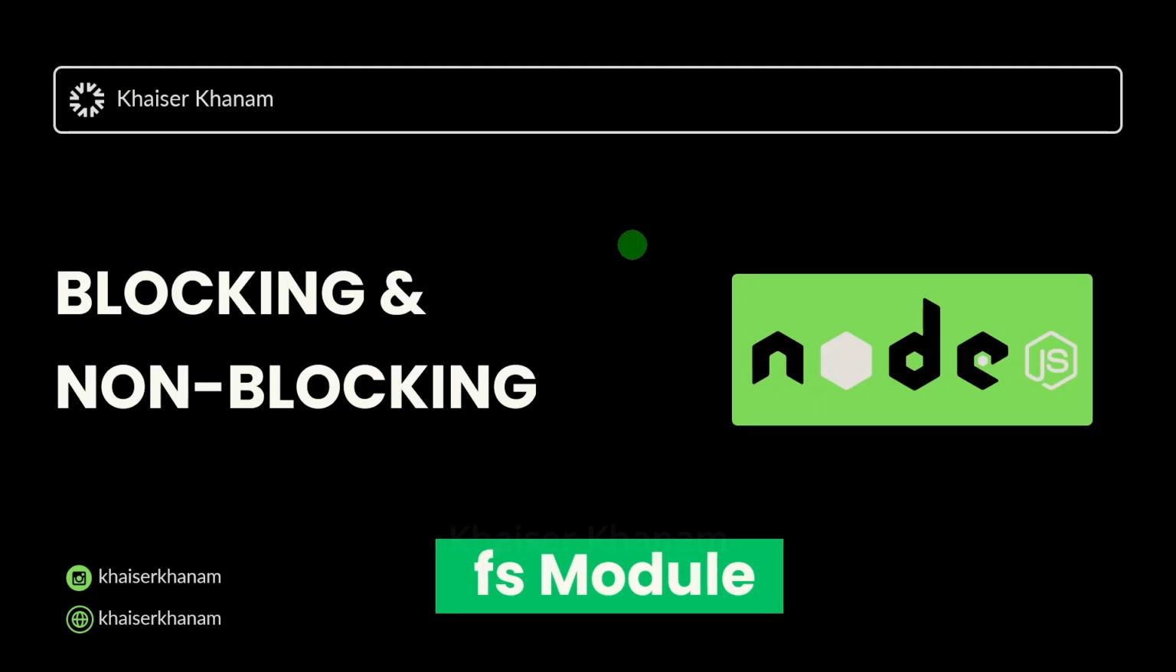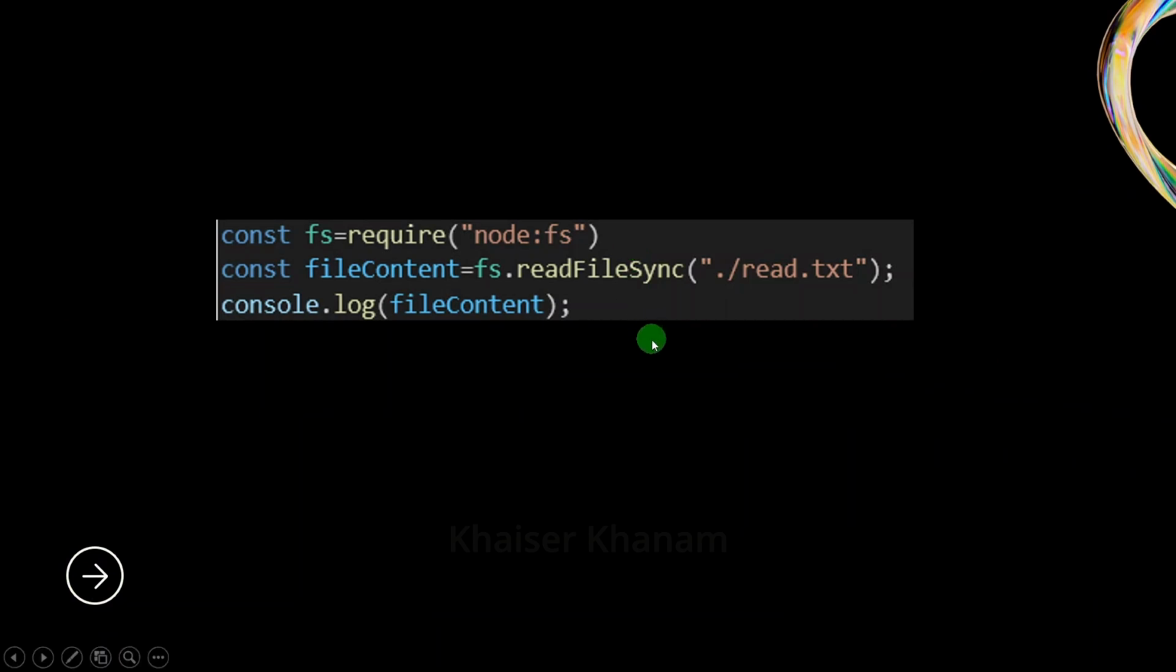Now visually, let us understand blocking and non-blocking nature in Node.js, and for that we will use the example of our FS module, which we have seen in our last lectures. So here this is the code we have written for the synchronous approach.